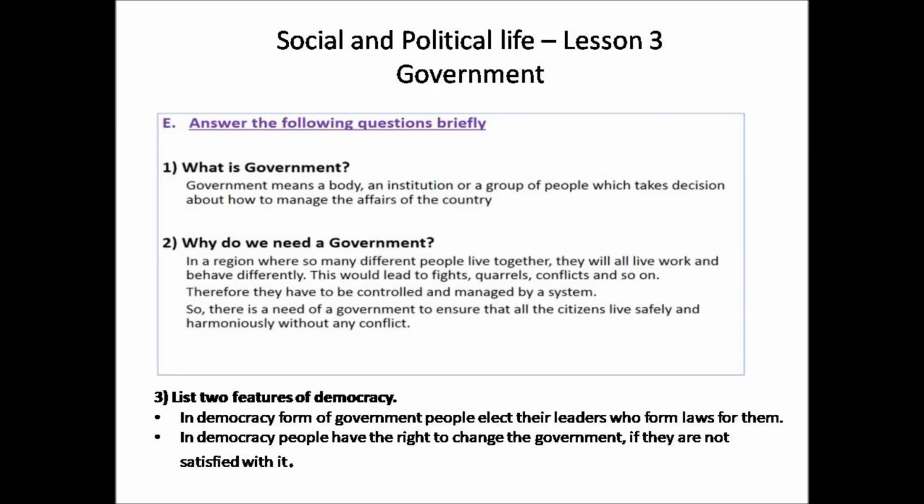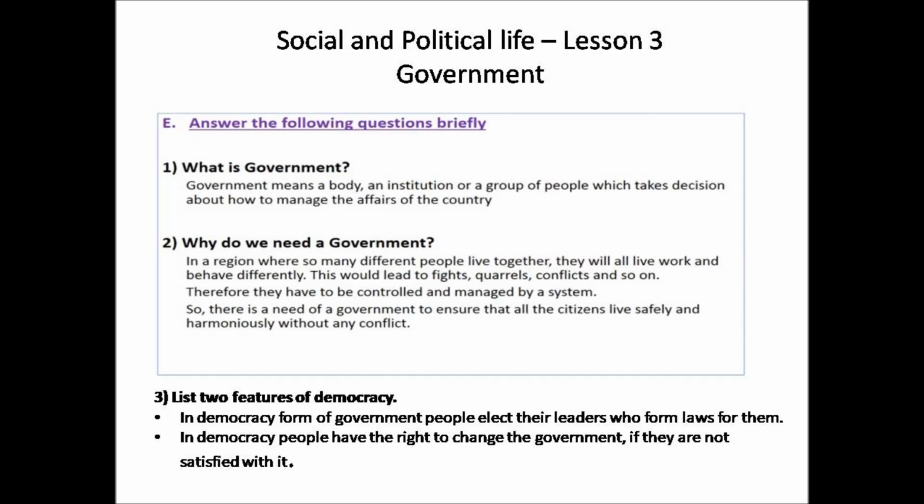And next lesson is lesson number 3, in social and political life, government. In this lesson we studied about the types of government. They are the monarchy system, dictatorship and the democracy. Learn all the 1 mark questions, and coming to the 2 marks, answer the following questions briefly.